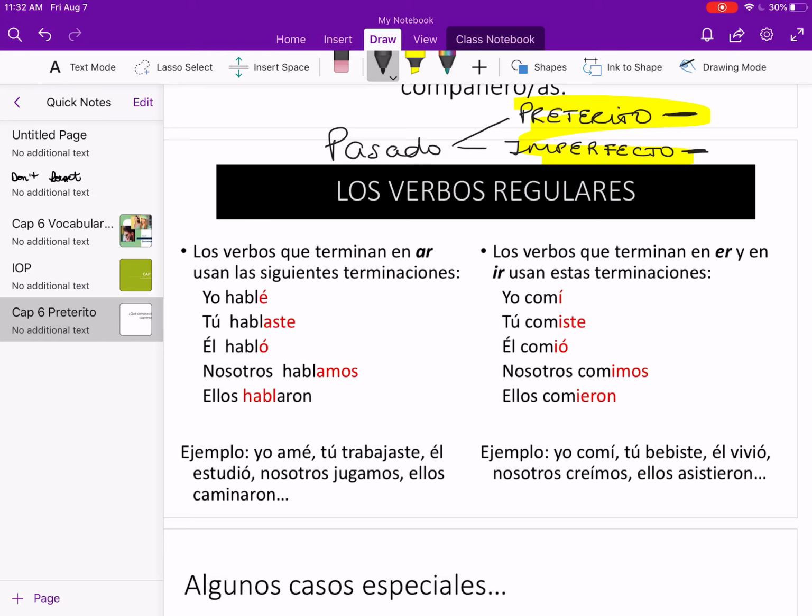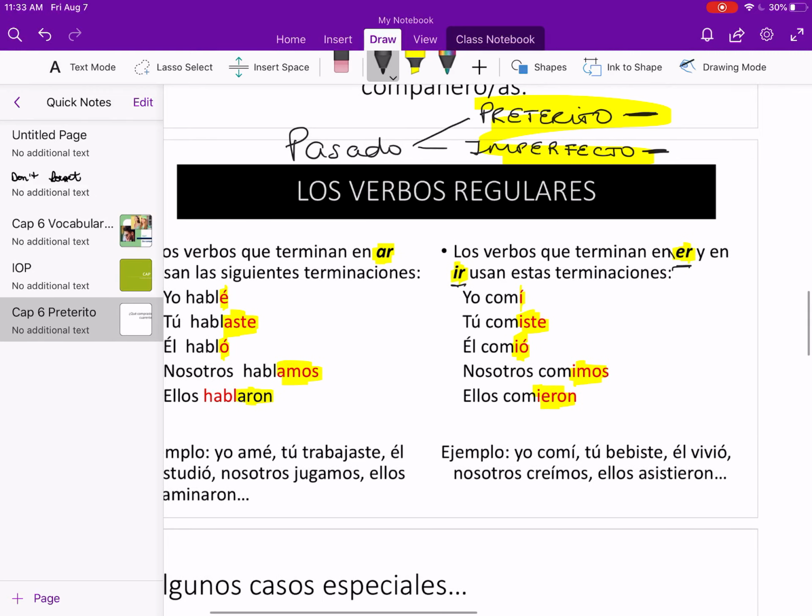En la conjugación de AR, ¿sí? Para AR verbs, se conjuga yo hablé, tú hablaste, él habló, nosotros hablamos, ustedes hablaron. Well, that's upside down. Y para ER y IR es yo comí, tú comiste, él comió, nosotros comimos, y ellos comieron. Yeah, both ER and IR have the same endings.